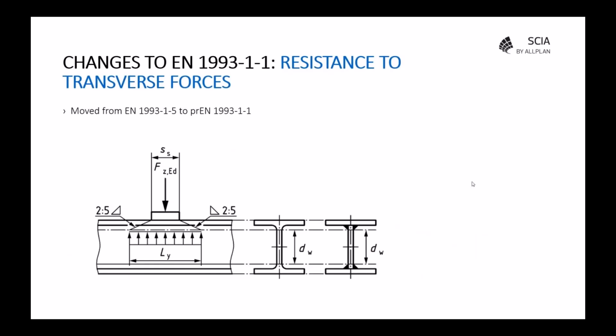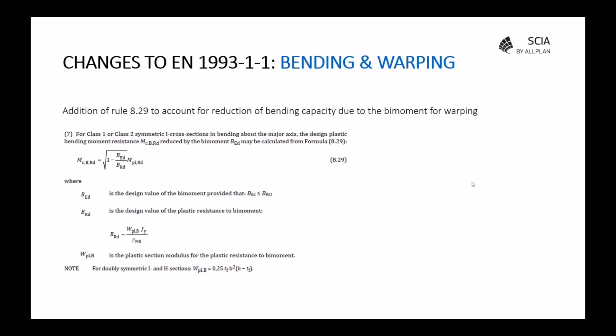Another change is that the part about resistance to transverse forces has been moved from the 1.5 part into the 1.1 part of the code. It remains the same check, it's just moved places. Next, we have the combined effects of bending and warping, where they have added a rule to take into account the effect of the bi-moment coming from warping effects into the reduction of the bending capacity when it's being combined. And you will see that this addition will come back in a lot of the other checks.